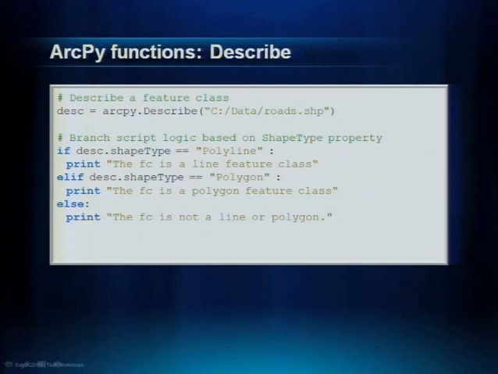So after we create that describe object, we'll look at that shape type attribute, and say if the shape type is equal to polyline, we'll just do something simple like print the FC is a line feature class. Else if the describe object's shape type property is polygon, we'll print the FC is a polygon feature class. Else, neither of the above conditions are true, so we'll print the feature class is not a line or polygon.